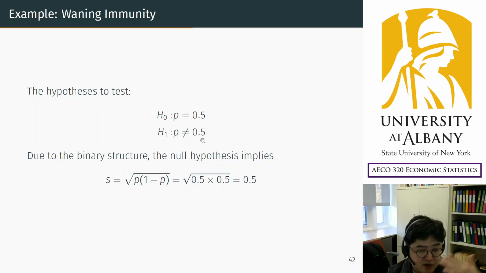So 6 months later, the immunity will decrease to 50%. And as you know, the key point here is that this belief also determines the standard deviation. If you believe P is 0.5, then automatically the standard deviation should be 0.5 following this formula. So keep that in mind. We are going to use this unique feature later again, okay?